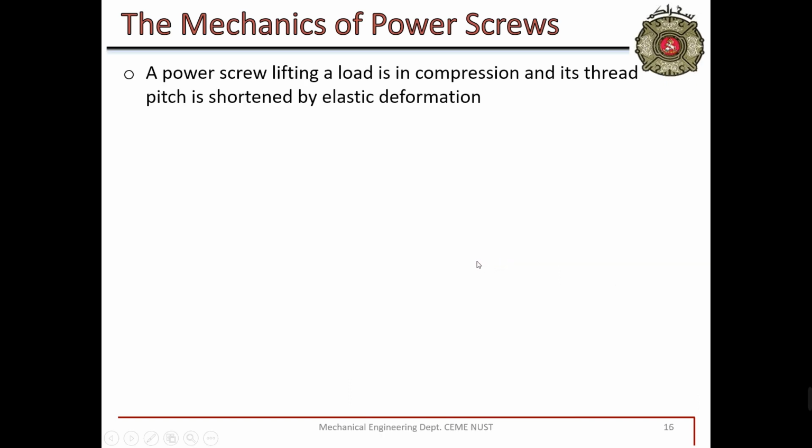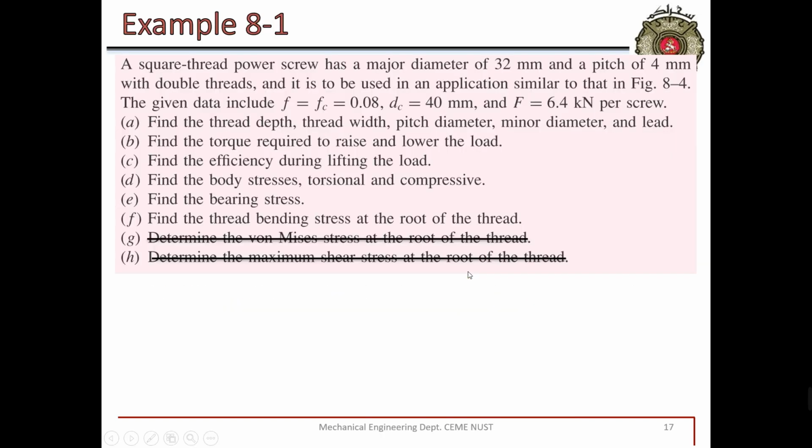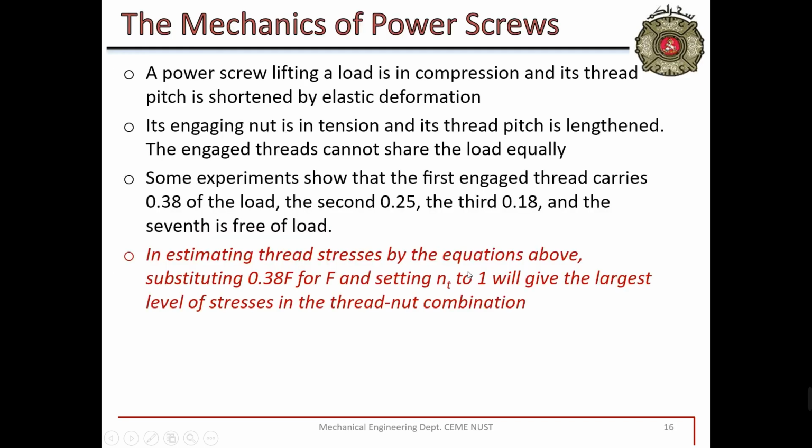So if we go to the next page, for the power screw, maximum stress is 38%. So if we are given the magnitude of load lifted by a power screw, we can just multiply it with 0.3, and that will be the maximum amount of force a single thread in a combination of nut and bolt will experience.